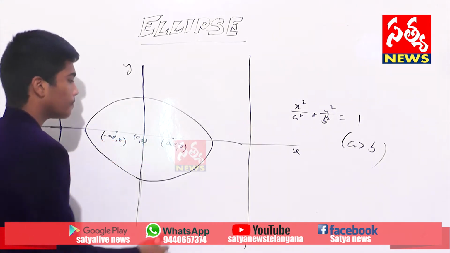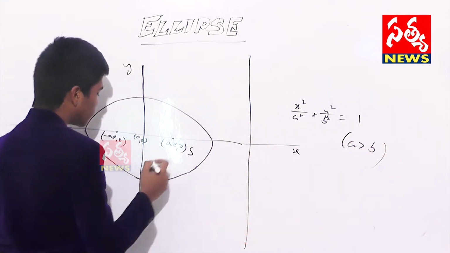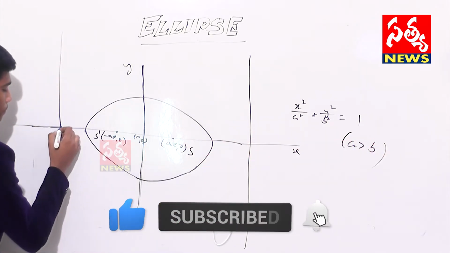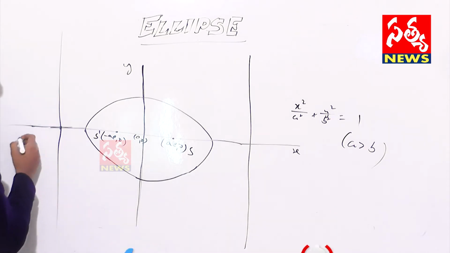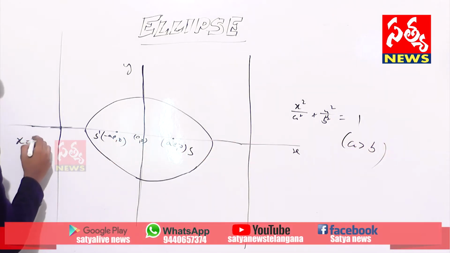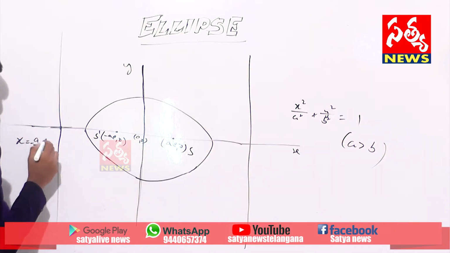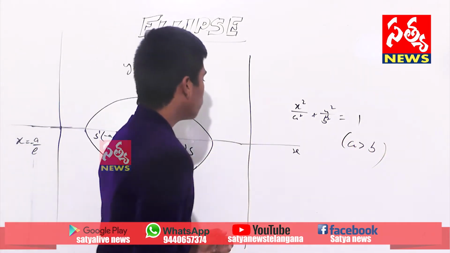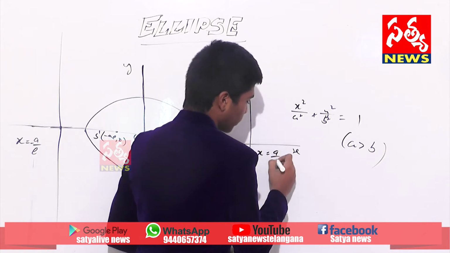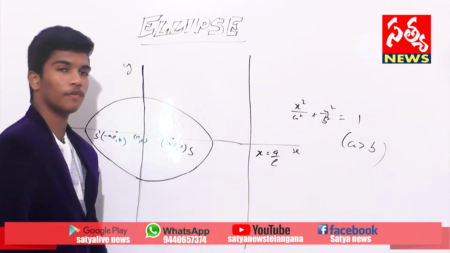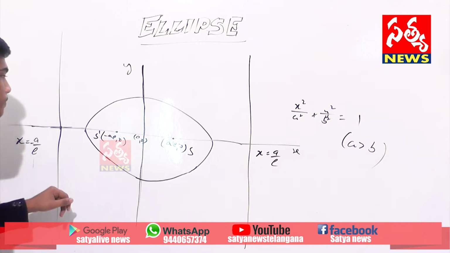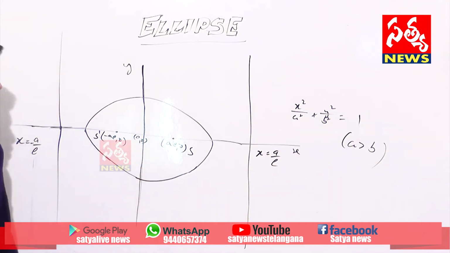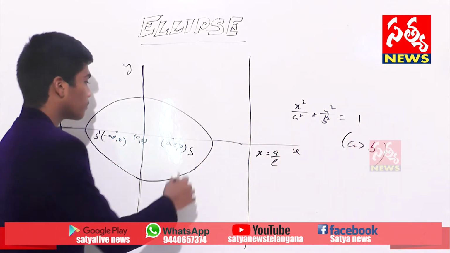Okay, eccentricity. If we say this is S and this is S dash, the directrix will be x equals minus a by e, as it is on the negative x axis side, and here this is x equals a by e. These are the equations of the directrix, and the points ae, 0 and minus ae, 0 are the foci.